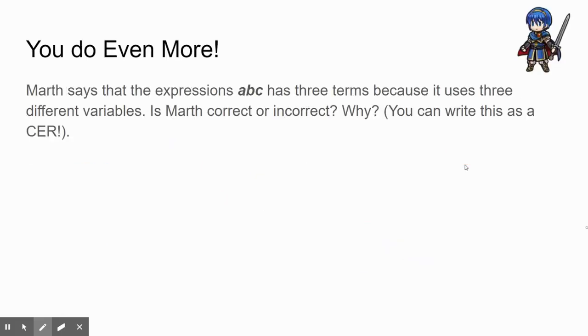Let's see if you actually understood what I was just talking about, or if you need to rewind it and watch that part again. In this you-do problem, you have Marth, who says that the expression ABC has three terms because it uses three different variables. Is Marth correct or incorrect? Why? You'll notice that this is a CER essentially, so maybe write it as a CER.